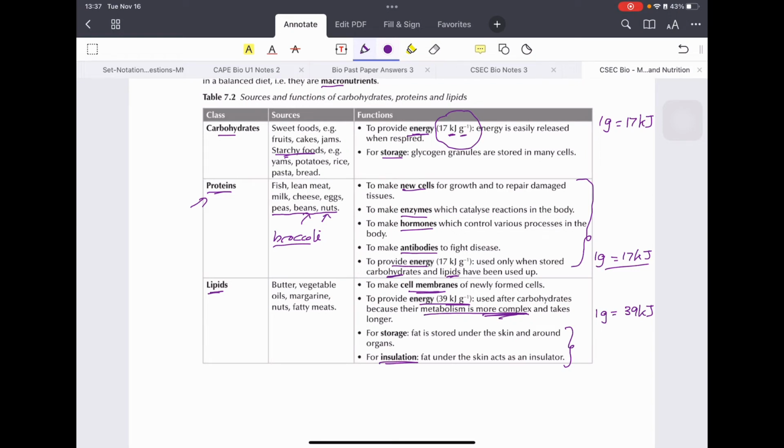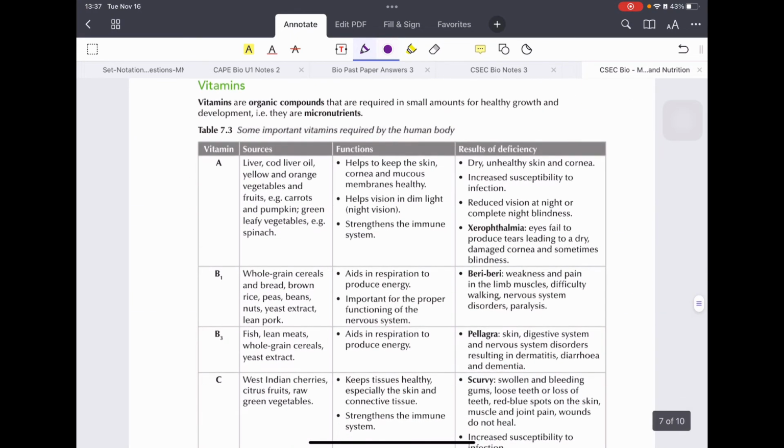So that's the function of our macronutrients. Keep in mind these values, okay? 17, 17, 39. Okay? Let's move on to the vitamins now, the micronutrients.